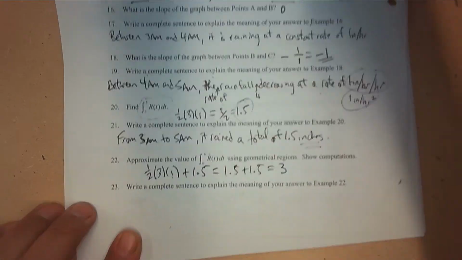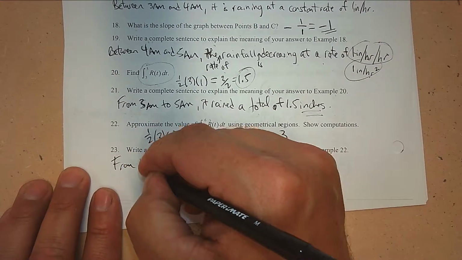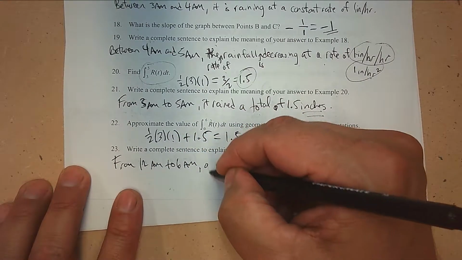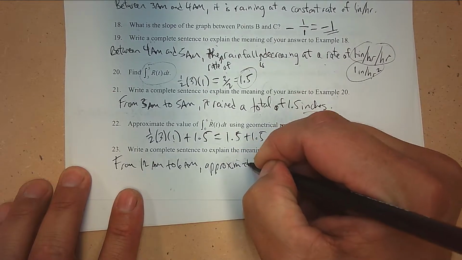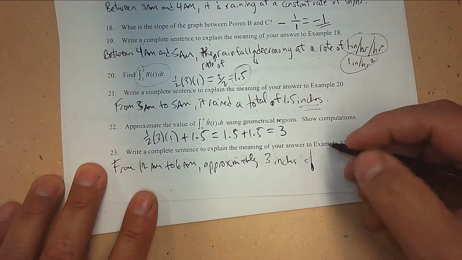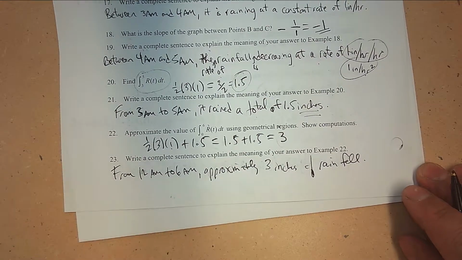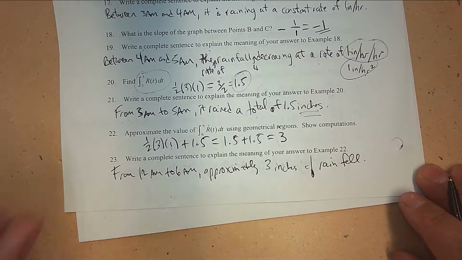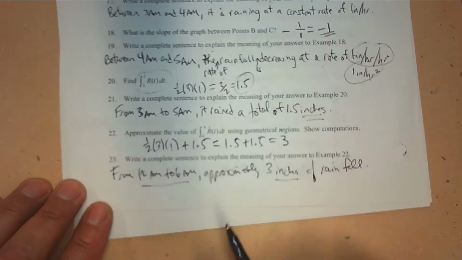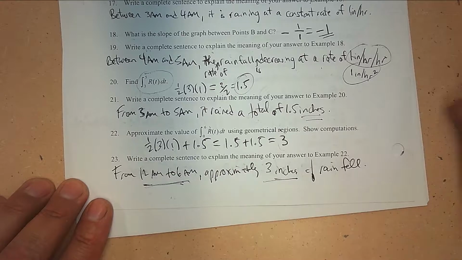Write a complete sentence. What did you just find? So that means, what's the time again? From what time to from what time? From 12 a.m. to what? 6 a.m. Approximately. How many inches? 3 inches of what? Of rain. Fell. Done. The ability to write a simple sentence that includes the key facts. So if I have time and I have inches, I make sure that my sentence includes that, the axes, the horizontal axes, the vertical axes, and I answered the prompt and understand what it means.